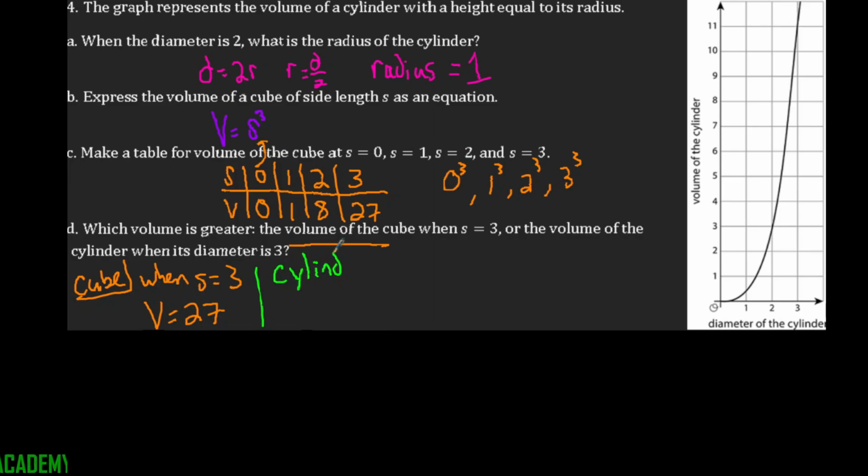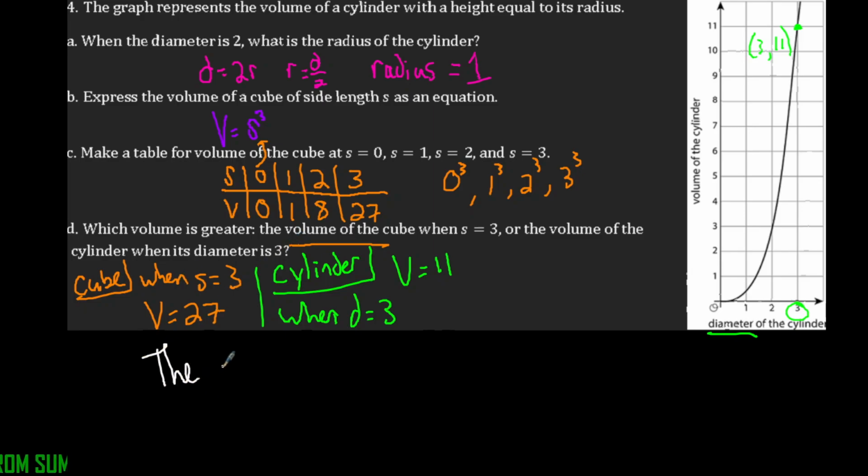So cylinder, when diameter, because it's talking about when diameter equals 3, what is our volume? So we're going to say V equals what? Well, let's look at our graph, find where diameter is equal to 3. So we climb up on our graph, find that point on the line, and so we can say this is the point 3, 11. So that means our volume, when the diameter is 3, is going to be 11. And so when we compare those two, we're going to say the cube has a greater volume.